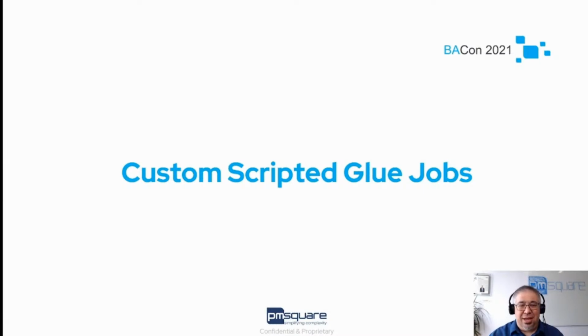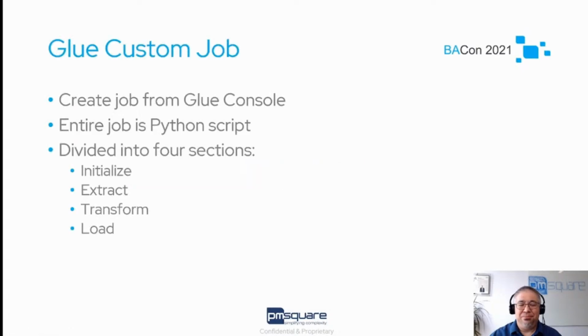Now that you understand that, we can move on to custom scripted Glue jobs. A Glue custom job is created from the Glue console, not Glue Studio. A custom job is all scripted code, either Python or Scala. I've divided most of my Python scripts into 4 sections: initialization, extraction, transformation, and loading.